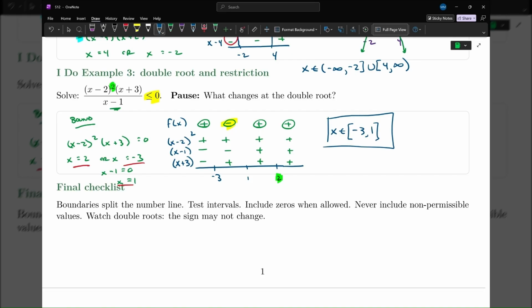And actually, as I was saying that, I just caught a little issue. x can't be 1 here. That was close. x can't be 1, so what that means is I can go from -3 to 1, but 1 is not going to be included. That was a close one.